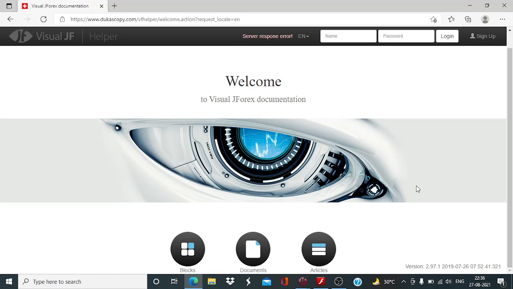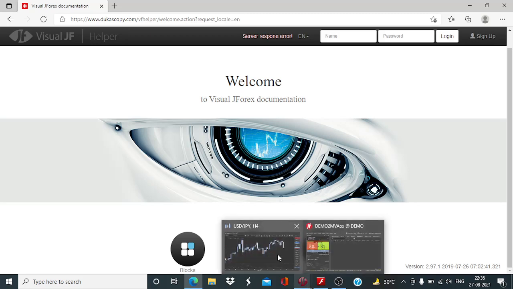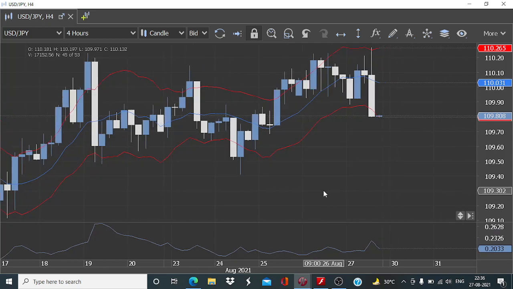Myself, Vaibhav. In today's session of Visual JForex, we will be starting afresh with a new indicator, the Keltner channel. This is the indicator which you can utilize to look at the volatility as well as the direction of the trend. So it works both ways, and it's quite a great tool to try to optimize the entry and exit for a profitable trading system. So we will see how we can utilize this for our algorithm.